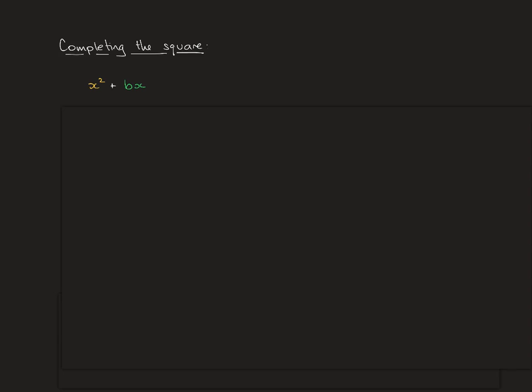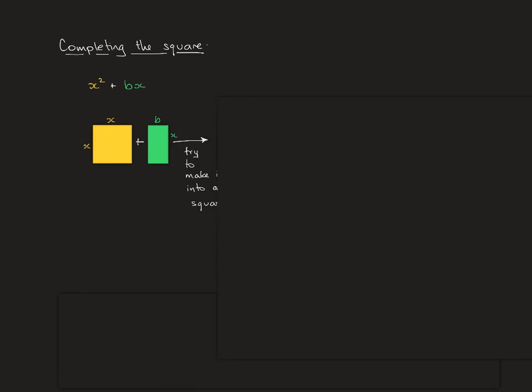So let's have a look at the square that we have already. So we've got x squared plus b times x. And what we're going to try and do is make it into a square. So somehow we have to combine this yellow area and this green area and turn it into a square. Now if we just move the green block across onto the yellow block, it makes a rectangle, not a square.